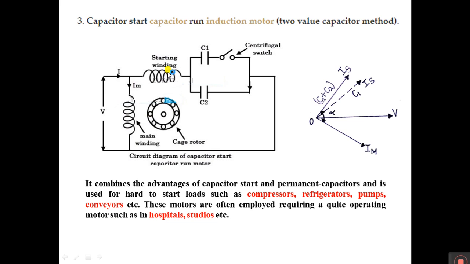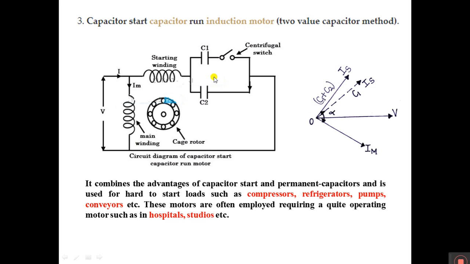A capacitor is connected in series with the starting winding in the capacitor start motor, but here two capacitors are connected in series with the starting winding along with a centrifugal switch. So the uses of the capacitors are: a low value capacitor C1 for optimum running performance and a much larger capacitor C2 for optimum starting purpose, right?